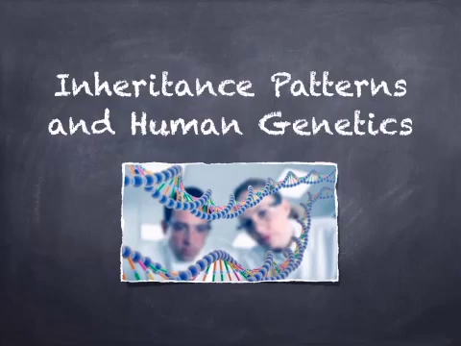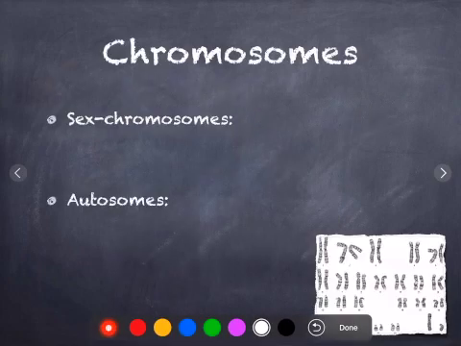Alright guys, this is going to be your Chapter 12 review video, and this chapter covers inheritance patterns and human genetics. Earlier in the year we talked more about Mendel and his side of genetics. This one focuses a little bit more on the human side of things. So first we want to talk about our chromosomes.